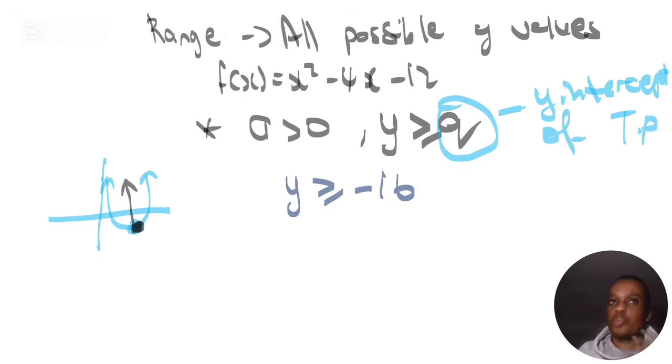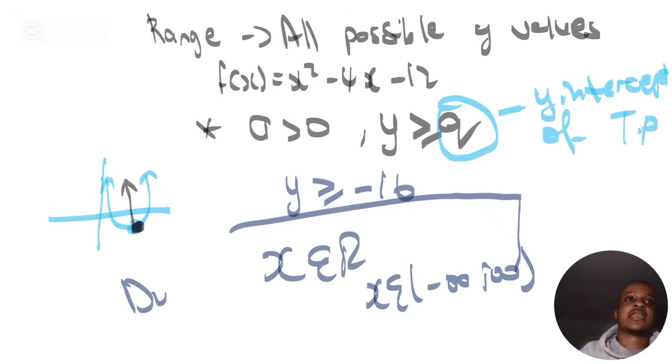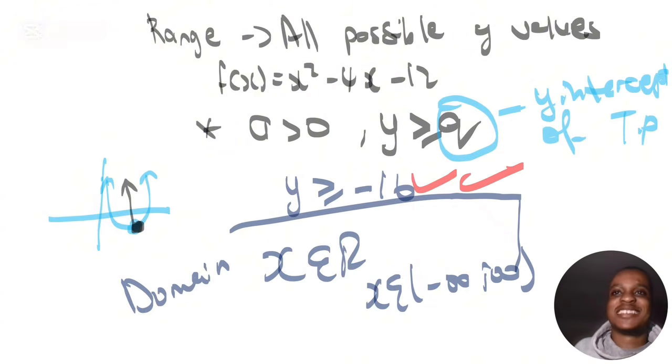Let's say if you were asked to determine the domain, always, people of God, when you are dealing with a parabolic function, your domain, by definition, is all possible x values where your function exists on the x-axis, of which x is an element of real numbers. So x is an element from negative infinity to positive infinity. In this case you were asked the range. So that is your range, ladies and gentlemen.